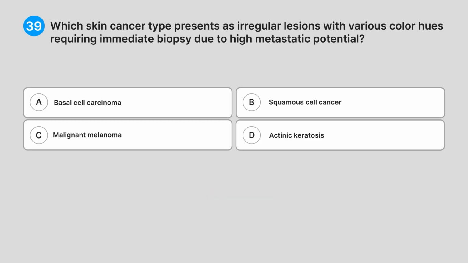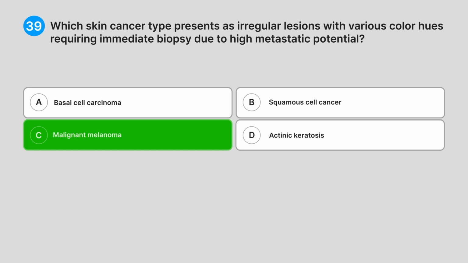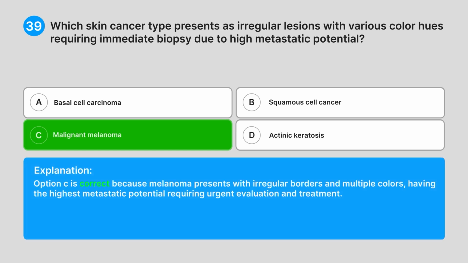Correct answer, C. Malignant melanoma. Explanation: option C is correct because melanoma presents with irregular borders and multiple colours, having the highest metastatic potential, requiring urgent evaluation and treatment.